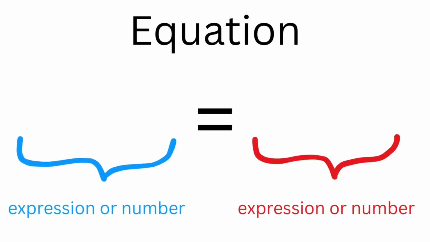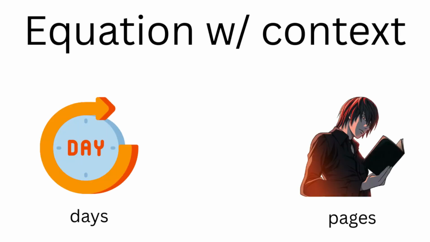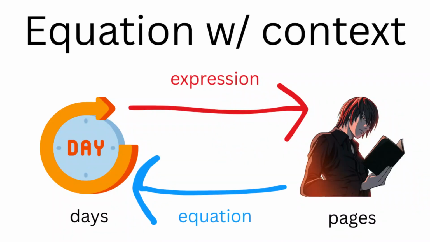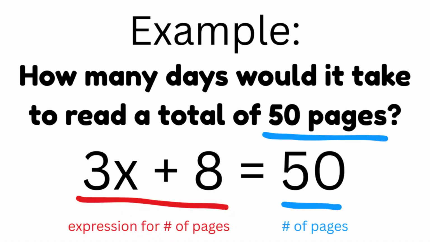Now, an equation is when you set one expression equal to a value or another expression. Again, there's sometimes where equations don't have any context and you just have to solve them. We'll talk about how to do that in just a second. But when they have context, I like to think that they do the opposite of what expressions do. So our expression is how we wrote the number of pages in terms of the number of days, but we're going to use an equation to figure out the number of days based on the number of pages. So let's say I want to figure out how many days it would take me to read 50 pages. Then I could set my expression of 3x plus 8 equal to 50, and now I have an equation to solve for the number of days.